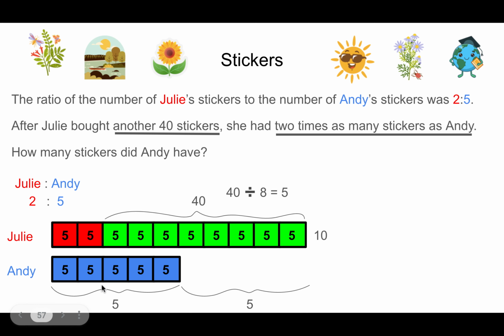Again, it says how many stickers did Andy have? So Andy had 5 plus 5 plus 5 plus 5 plus 5, or the product of 5 and 5, which is he had 25 stickers.